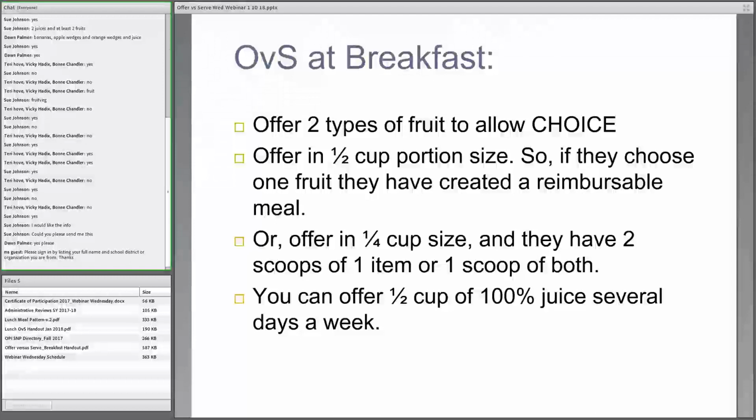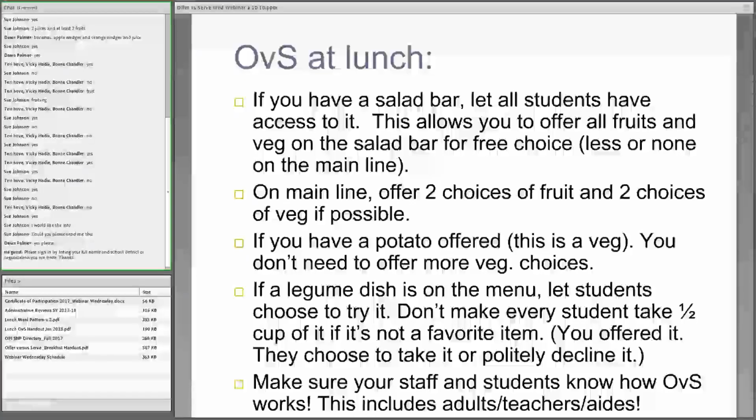And you can offer a half cup of 100% juice several days a week. You could offer it every day, but there is that little requirement in the meal pattern that no more than half of the total fruit or vegetable offerings over a week may be in the form of juice. If you have any questions, please remember to type those into the chat box if anybody has a question about the juice.